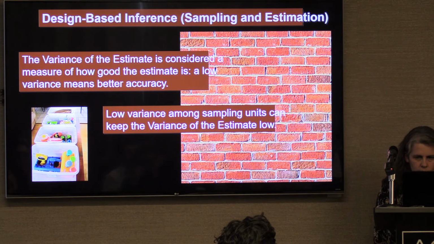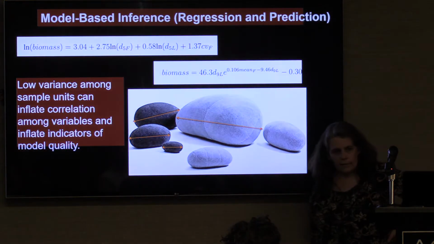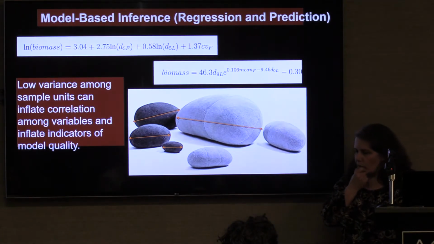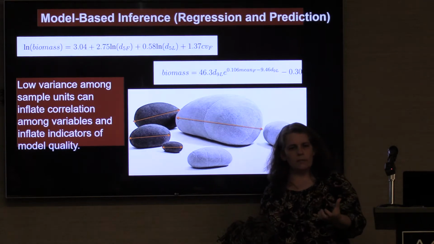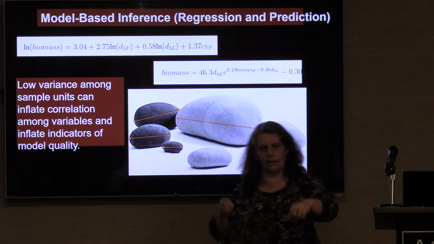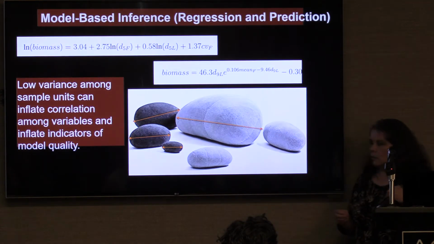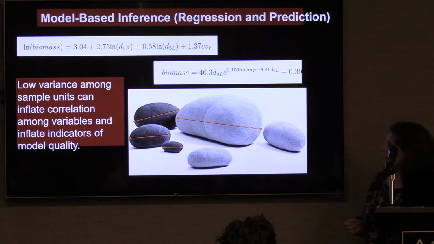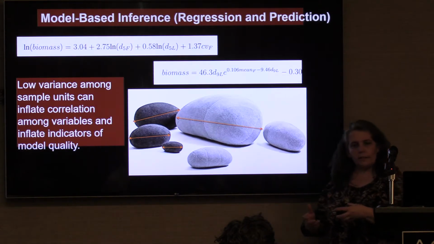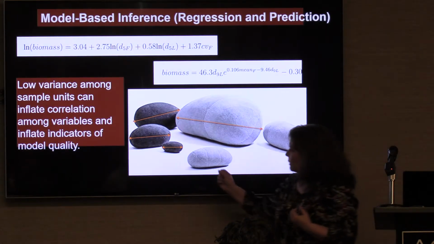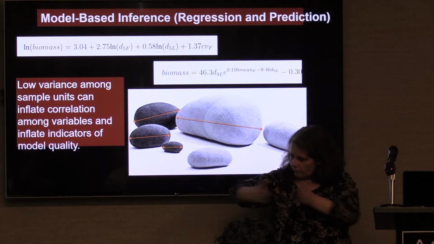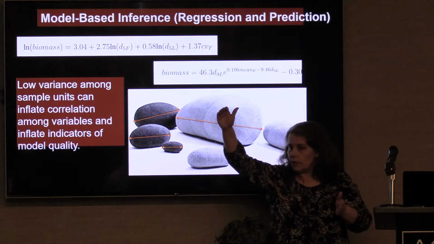And now, as we come into the model-based era, we have model-based inference, where the presumption is that there is some underlying process, and the randomness comes in where we are taking examples of that process. So the entire source of inference is different. And what we find in regression is that you really don't want low variance among your sample units, because you want to measure things that are very small and very large so that you get a large variety of x's and you can get a good regression.